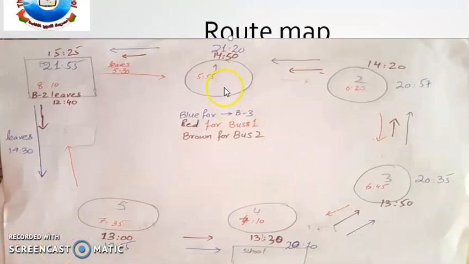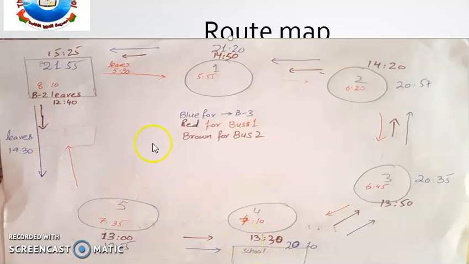Here they said I make these stops: 1, 2, 3, 4, 5. So my bus number 1, which is in red, leaves at 5:30 and comes to bus stop 1 at 5:55. Like that, stop 2 at 6:20, stop 3 at 6:45, then 7:10, 7:35. At 7:10 it came to school.